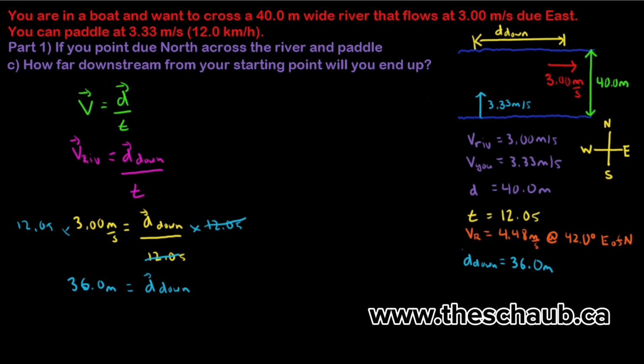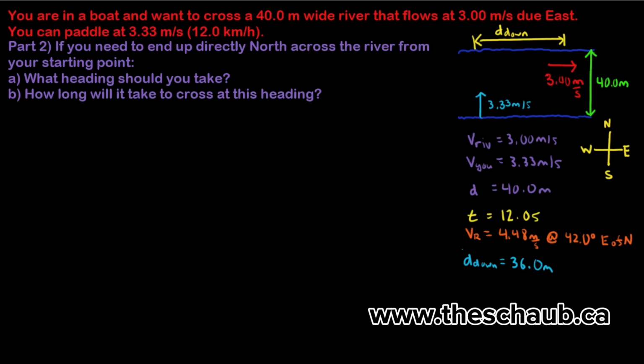We're now ready to solve part 2 of this question. In part 2 of this question, we examine a scenario where you want to end up directly north across the river from your starting point. In part A, we find the heading we need to take, and in part B, we find how long it will take to cross at this heading. Let's start by updating our diagram and our variables.